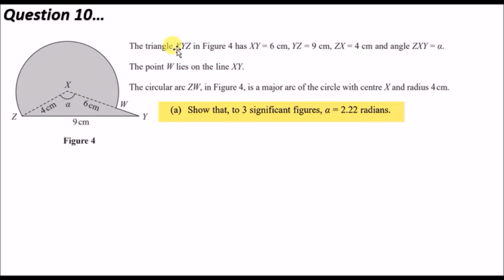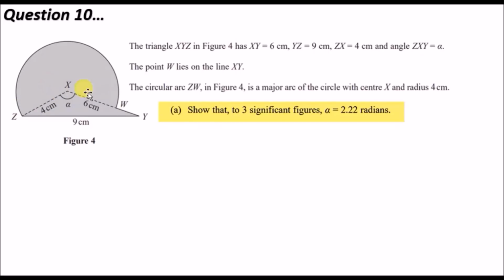So it says that the triangle XYZ, so this one over here, in figure 4 has lengths 6, 9, and 4 respectively, and an angle alpha in the middle. The point W lies on the line, which is here. The circular arc ZW, which is this bit here, is a major arc of the circle. Okay, so this will be quite important. If this is an arc, there's a good implication that X is usually the center. Okay, and it tells us with center X and radius 4.